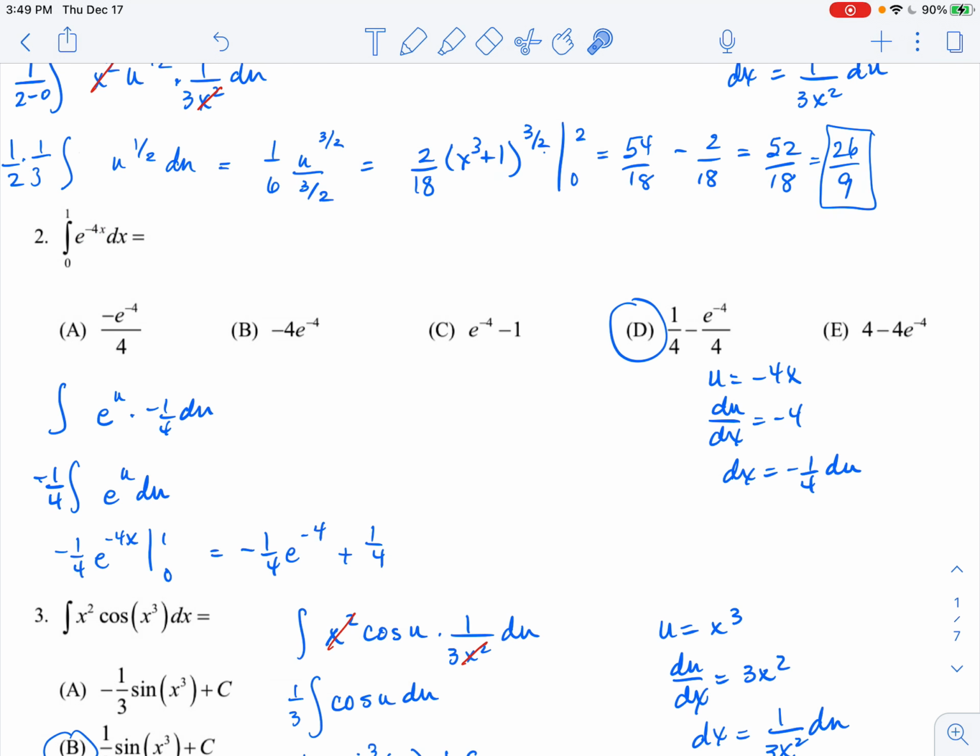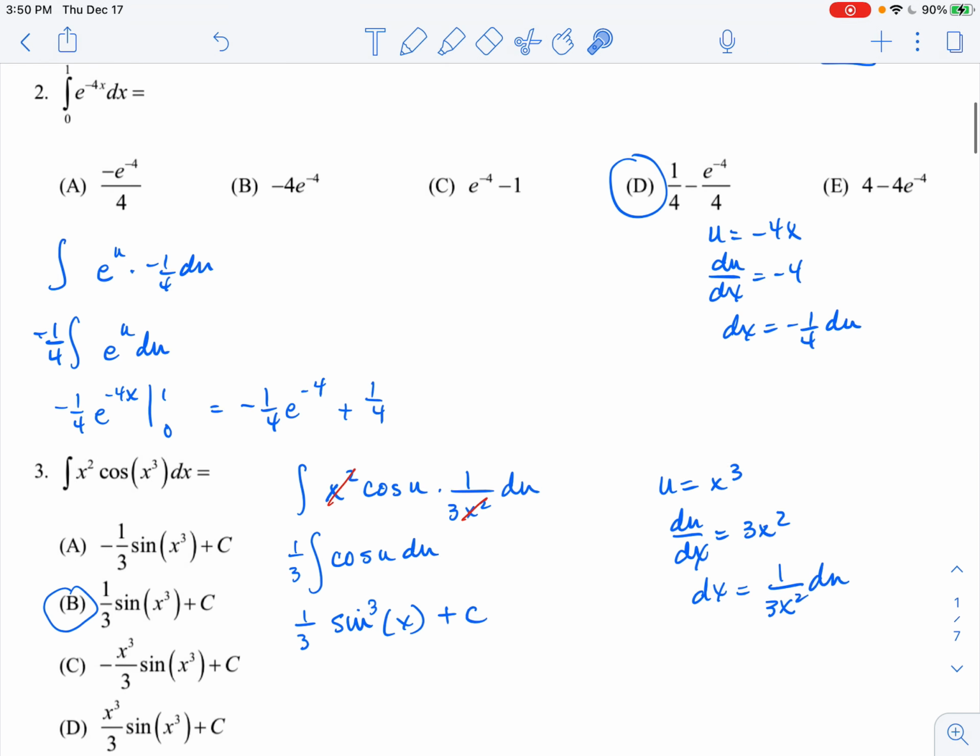If I substitute in for the negative 4x u, and then for the dx, negative 1/4 du, I can bring that negative 1/4 out front, and I have e to the u du. Well, the antiderivative of this is just e to the u, and so then I can make a substitution for the u, which was the negative 4x, and evaluate it at the x boundaries. That's going to give me negative 1/4 e to the negative 4 plus 1/4, because e to the 0 is 1. And if I reverse these two terms, that'll give me this as my answer. Okay, let's take a look at number 7 next.